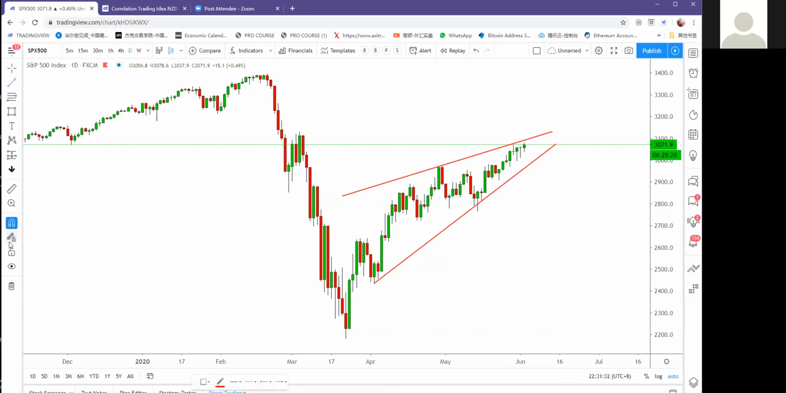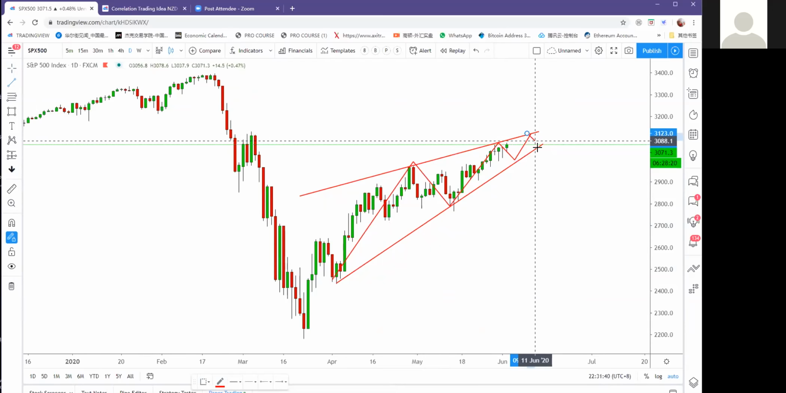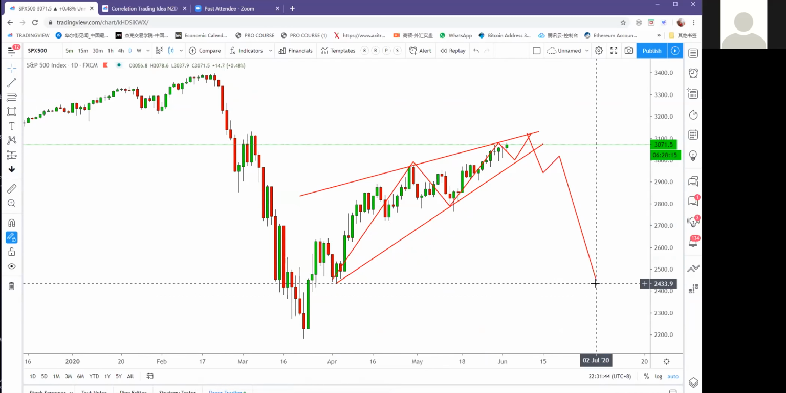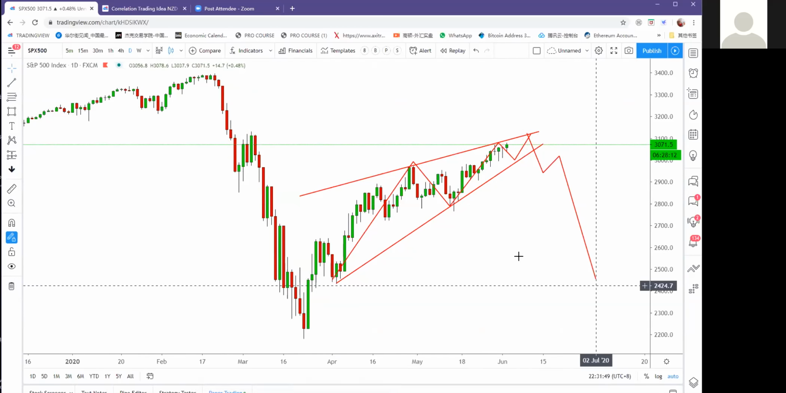Whenever the price is doing something like this, keeps making new highs but in a wedge, when it breaks down, it will just fall like a waterfall. So be ready to capture the next fall of the S&P.